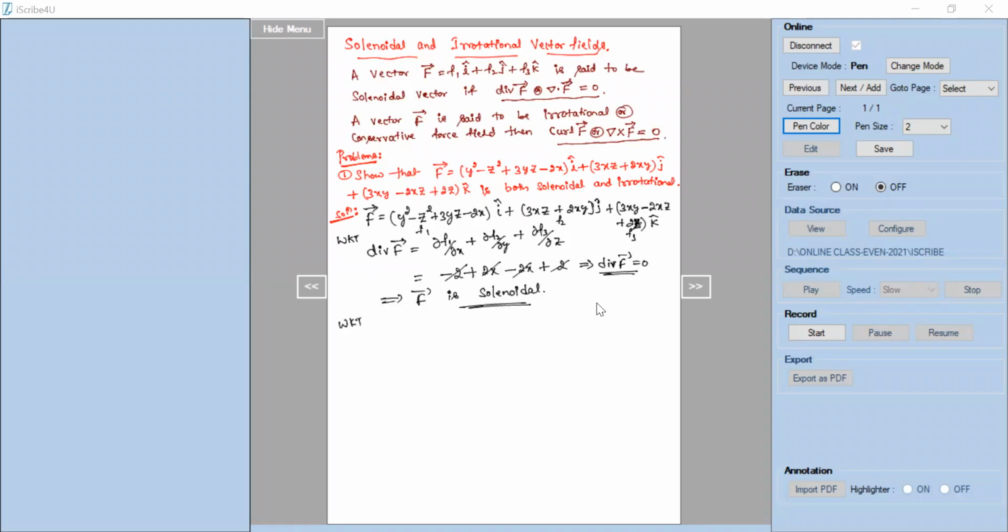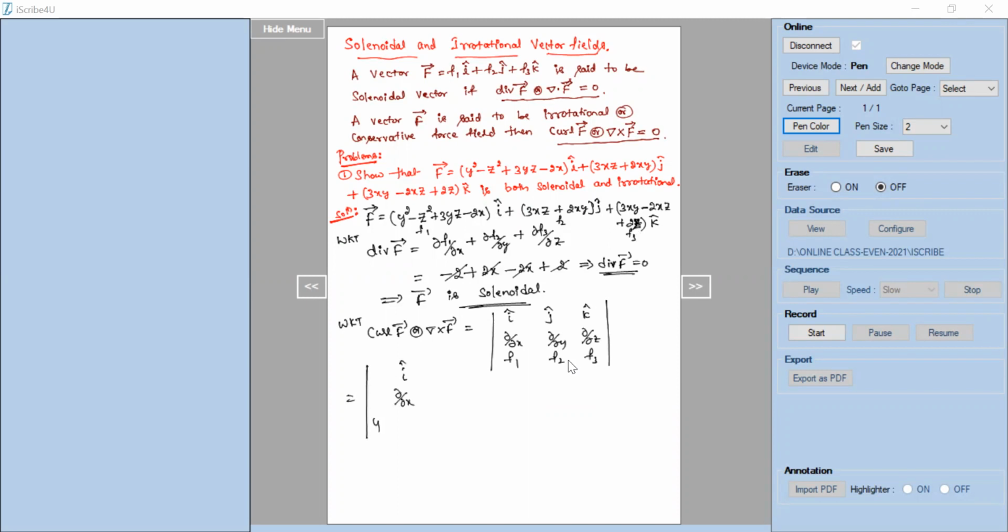We know that the curl of a vector is del cross F. The formula is the determinant of i cap, j, k; dou by dou x, dou by dou y, dou by dou z; f1, f2, f3. This is the formula for the curl of a vector, as we know. Now let us substitute our f1, f2, f3 from this vector into this determinant. So this is equal to the determinant of i cap, dou by dou x, and I'll write f1 here.